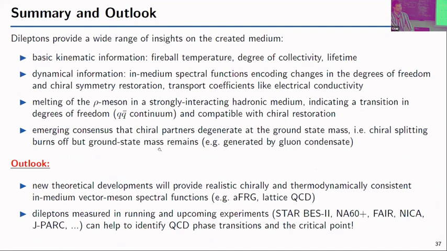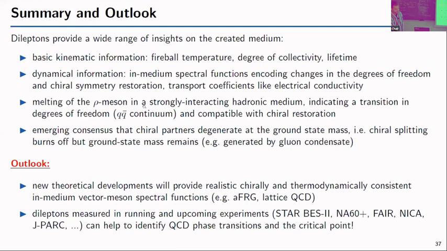So let me summarize. I hope I convinced you that the dileptons provide a wide range of insights on the created medium. You can get basic kinematic information like fireball temperature, degree of collectivity, and lifetime, but you can also get dynamical information. I've shown you that in medium spectral functions encode also changes in degrees of freedom and chiral symmetry restoration, but we can also learn about transport coefficients like the electrical conductivity.